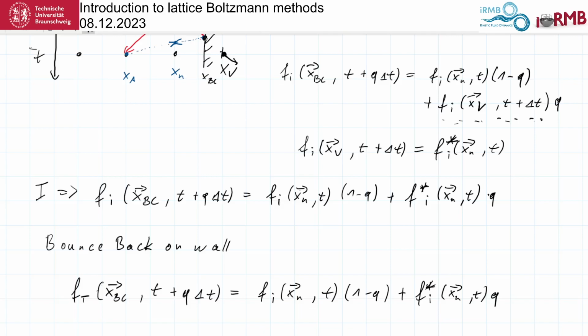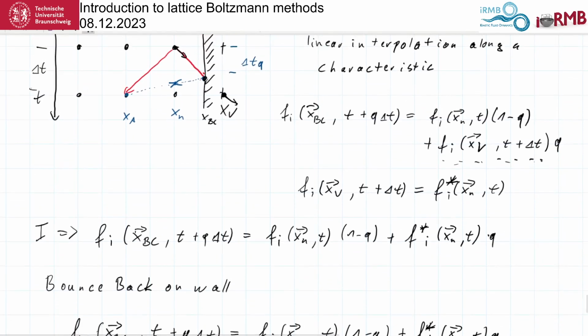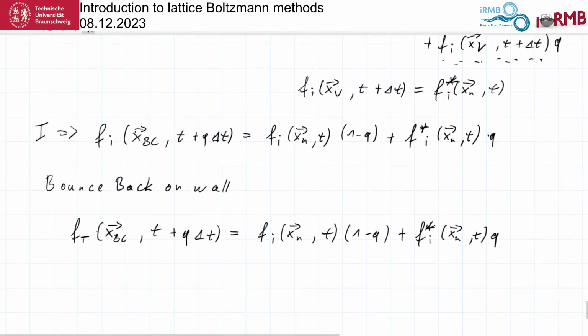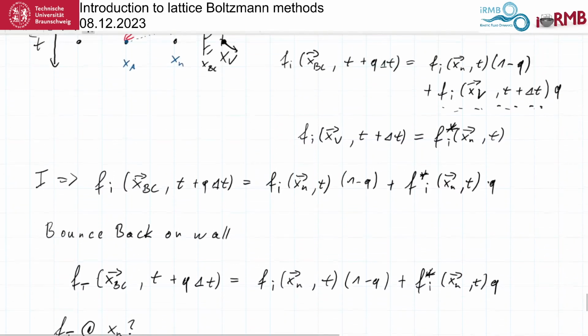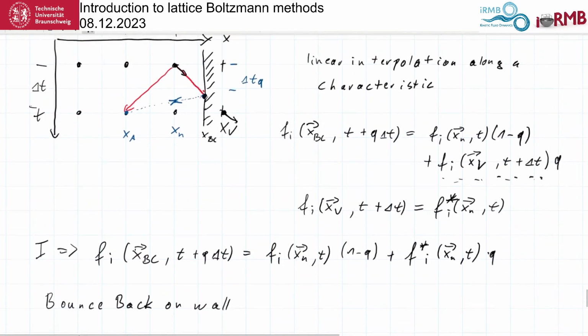We want to know the distribution at the next time step at xn. This is what we want to know. So, what is fi in the opposite direction, the missing direction fi over bar, or fi minus, at xn? So this is the question. Sorry for going back, but you're not writing anyway.